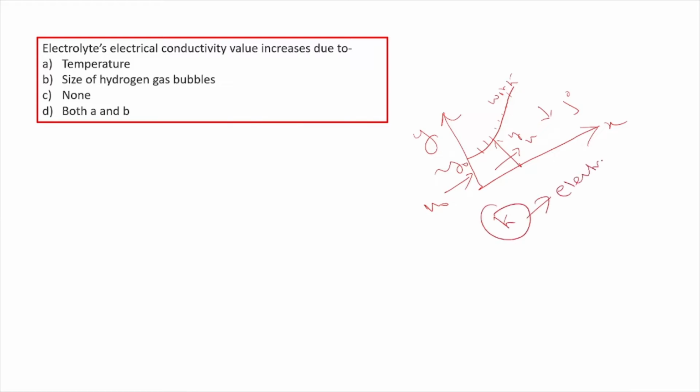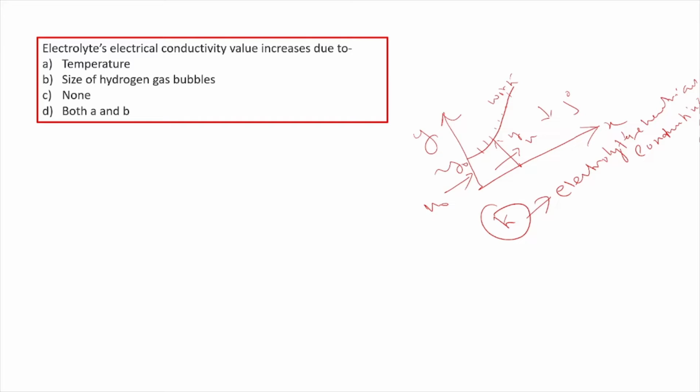The electrolyte's electrical conductivity is denoted as k. Temperature increases this value, but hydrogen gas bubbles decrease that value. From the figure itself it is shown that the gap gets tapered. The inter electrode gap varies along the electrolytic flow direction.